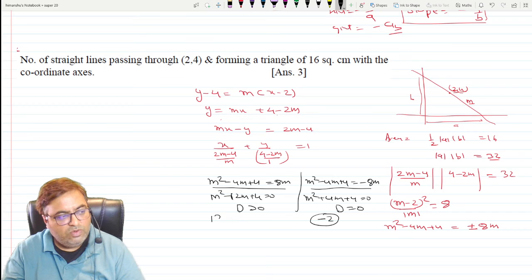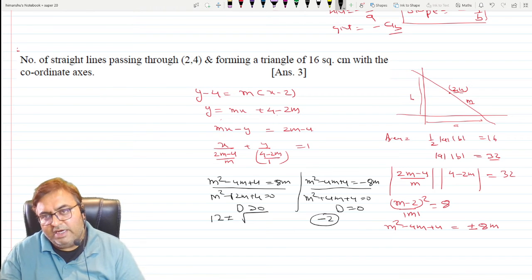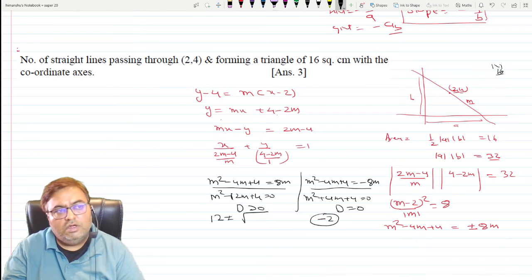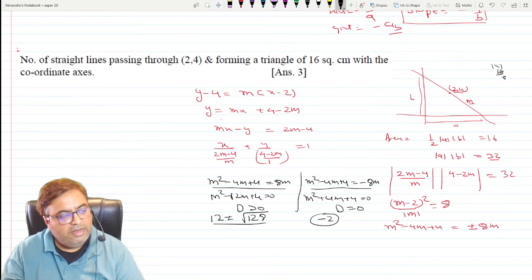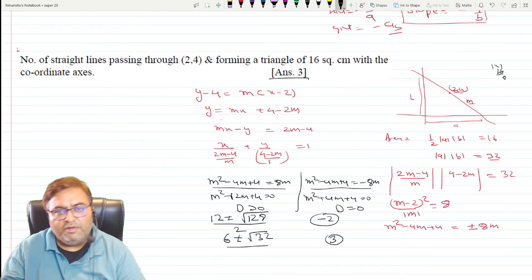But here you will be having two distinct roots, that is 12 plus minus under root of 144 minus 16. 144 minus 16, that will give you what? 128. 128 divided by 2. So that will give you 6 plus minus 4 root 2. Okay. So now how many real values of m we are having? 3. Therefore number of possible lines will be equals to 3.